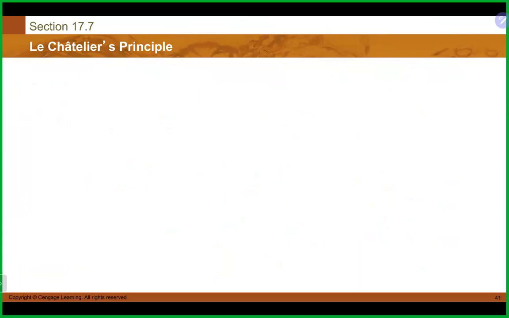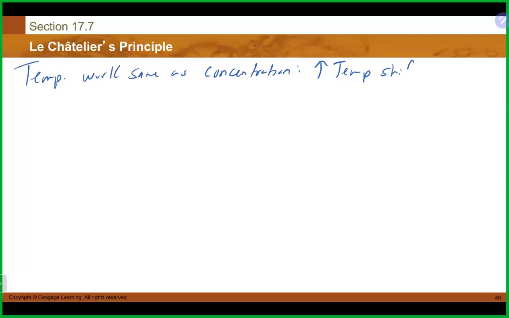All right, the next Le Chatelier's principle has to do with temperature. And temperature works the same as concentration, which means if we increase the temperature, it should shift away. And if we decrease the temperature, it should shift towards it. So what determines what's away and what's towards it, and what side temperature is on? It has to do with what type of reaction you're dealing with.